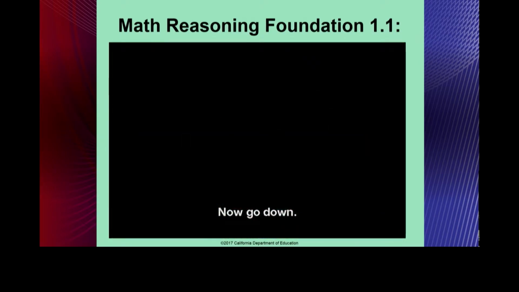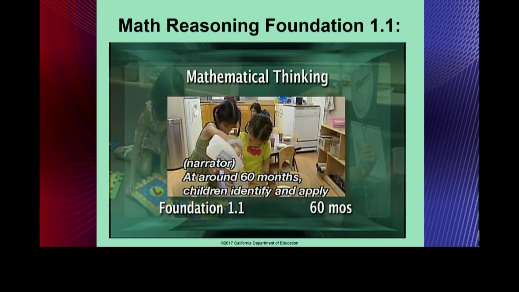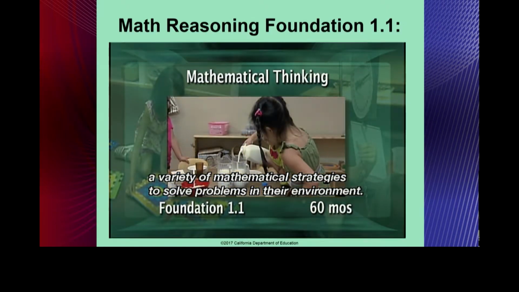Now go down. At around 60 months, children identify and apply a variety of mathematical strategies to solve problems in their environment.